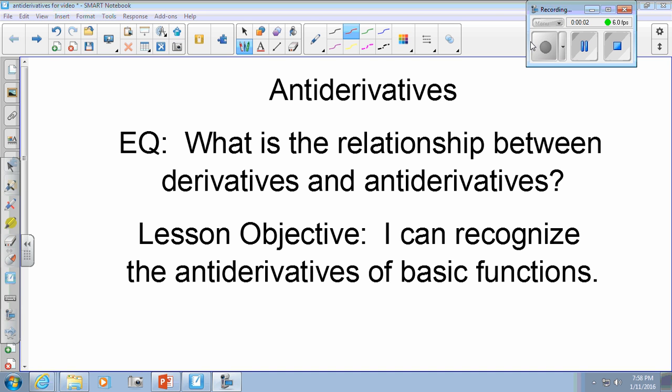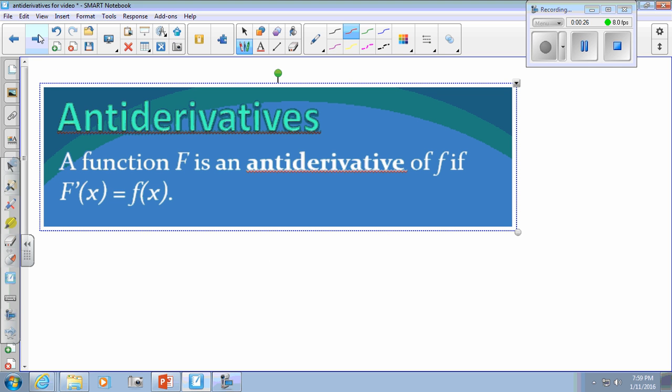In this lesson, we're going to talk about antiderivatives. So be sure to set your paper up for Cornell Notes with your essential question and lesson objective. Okay? And by the end of this lesson, we're going to understand the relationship between derivatives and antiderivatives. And you will also need to be able to recognize the antiderivative of some basic functions. So let's start with an antiderivative.